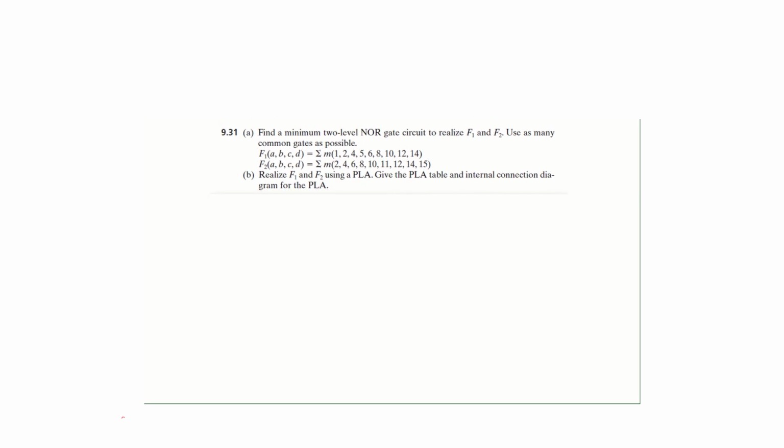Suppose you are asked to realize F1 and F2 using PLA, and draw the diagram for this and draw the PLA table. So how would you approach this? I'm going to show you how to solve this problem. Basically, you first simplify the expression using K-map. So let's do that first.